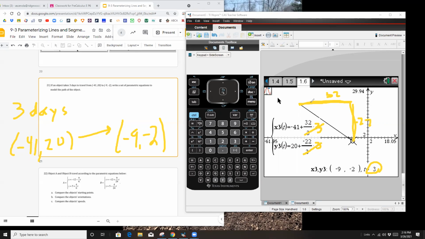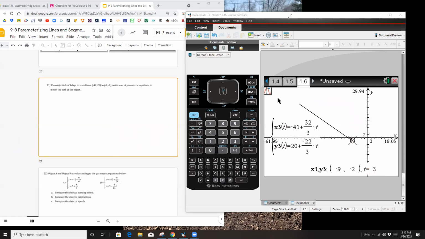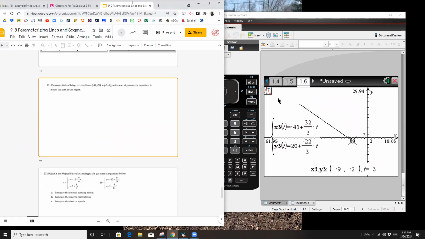So after 1 day, you would have gone 1/3 of the way through this line, because instead of moving 32 units to the right and 22 units down, you're moving 1/3 of 32 across and 1/3 of 22 down. So that's why that makes sense. All right. Cool. No questions? All right.